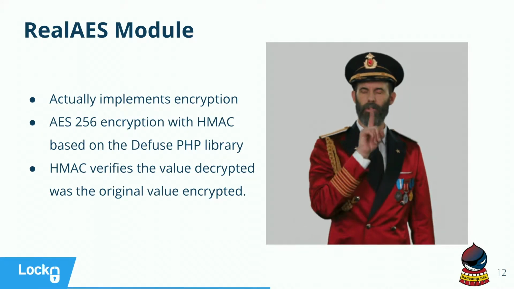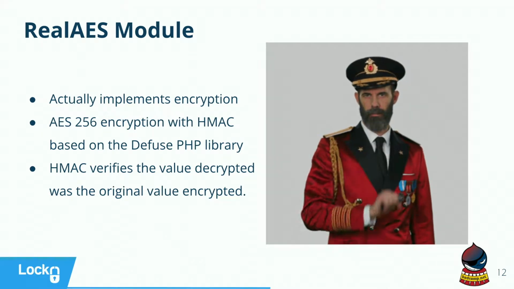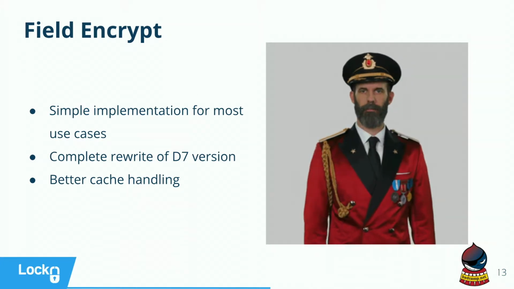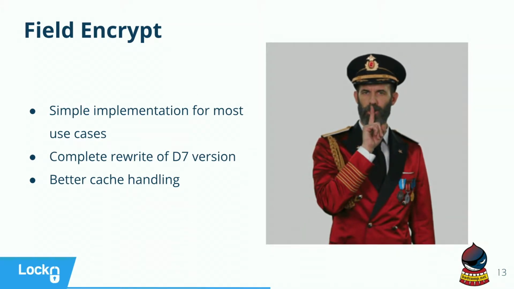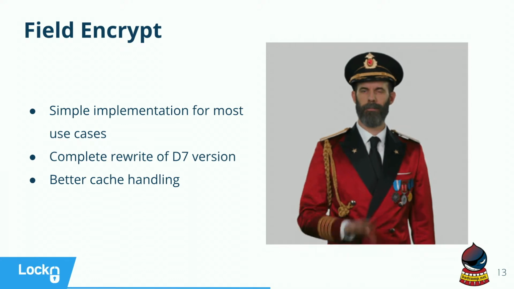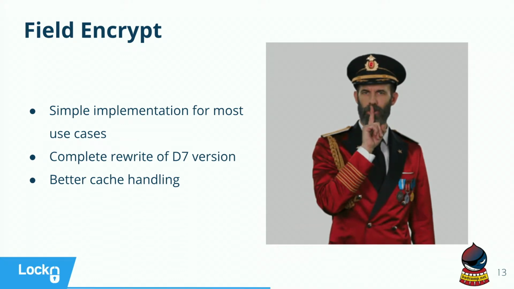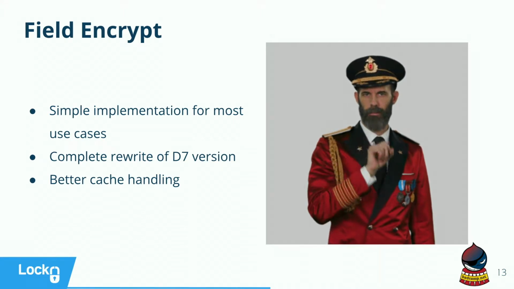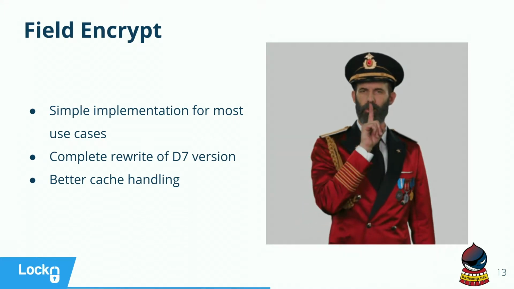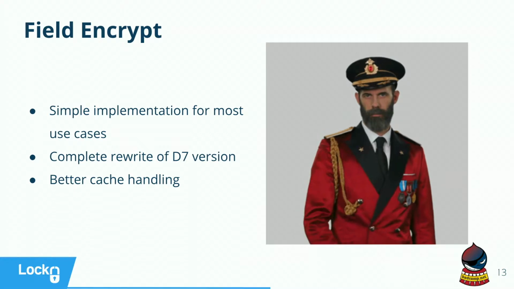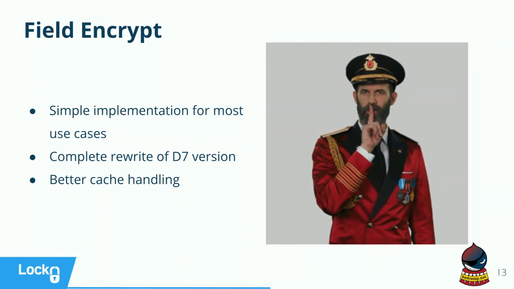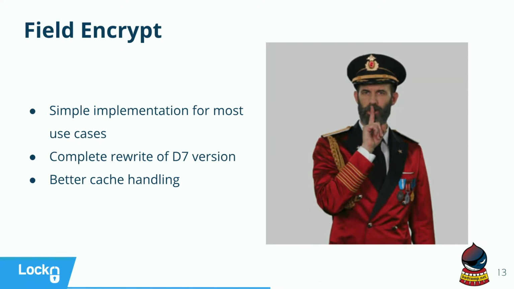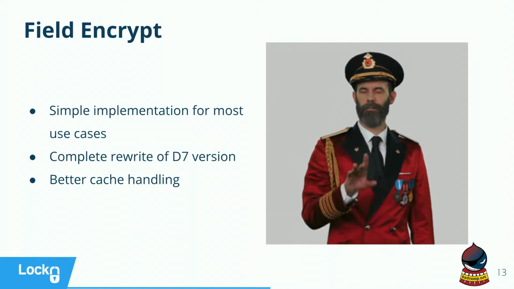Great, so now we have Encrypt. We have RealAES actually implementing the encryption. Now you need something to call that, and one of the simplest ways to do it is Field Encrypt. In Drupal, everything's an entity, everything has fields. More often than not, what you're going to be encrypting is a field of data that's on an entity somewhere. And so the Field Encrypt module allows you to simply click a button in the config, which we'll see here in a minute, and encrypt data.